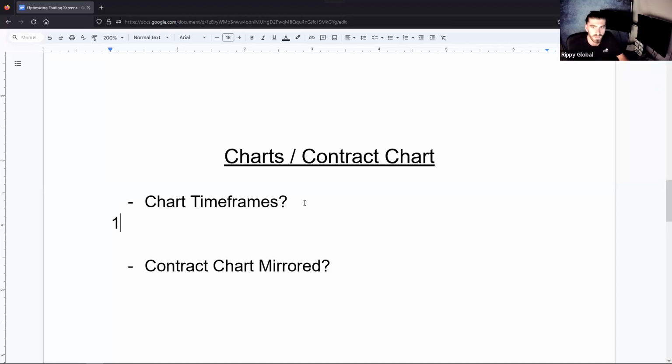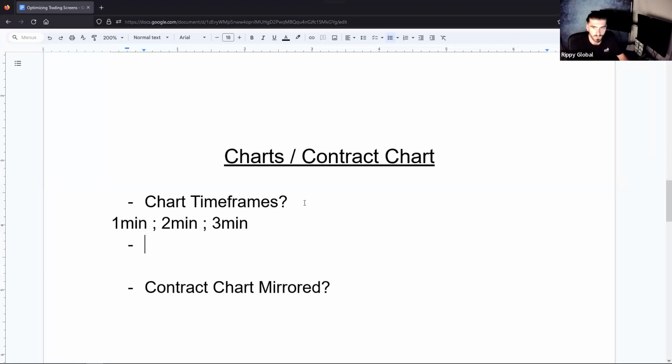So when looking at chart timeframes, when I'm looking at the 1 minute, the 2 minute, or the 5 minute. Actually, I'm going to do the 3 minute. I don't want to put the 5 minute in this one yet. So when using just the 1, 2, and the 3, this is more ideal for scalps.